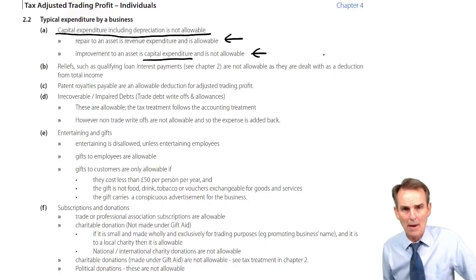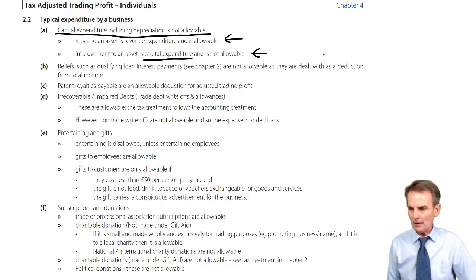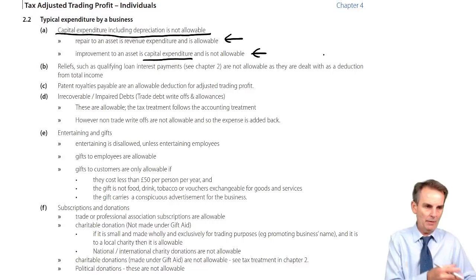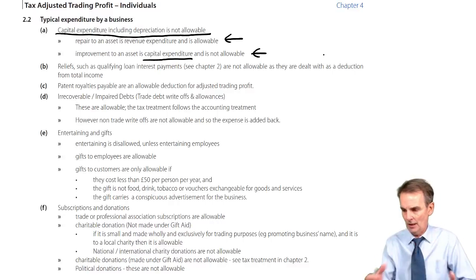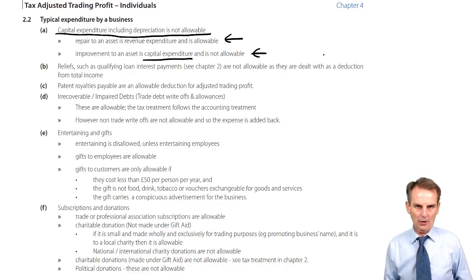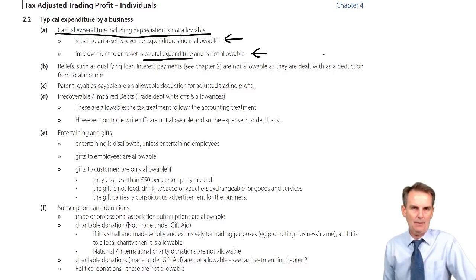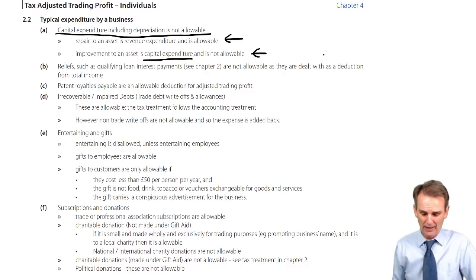If all we're doing is repairing it, returning it to its normal working condition, for example, we've got our business premises and we redecorate those business premises. They were decorated before, it deteriorates, we redecorate. That's a repair item, normal repairs and maintenance. But anything that's an enhancement, an improvement, where we add an extension to the property, for example, then no, that is capital and that therefore is disallowed.